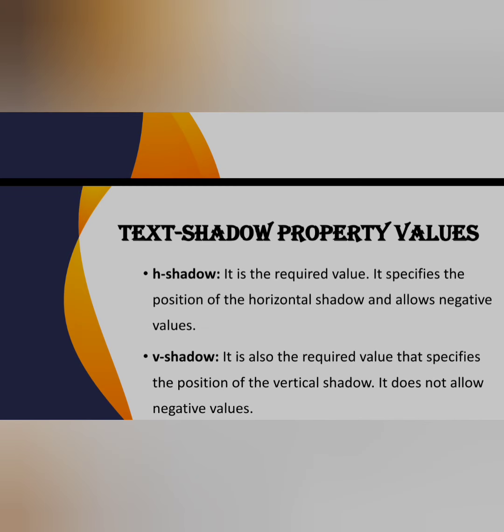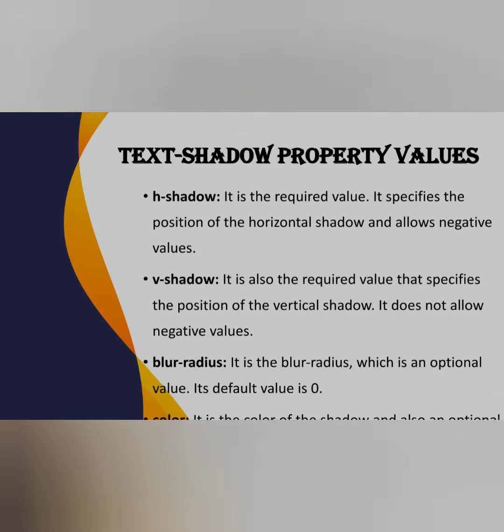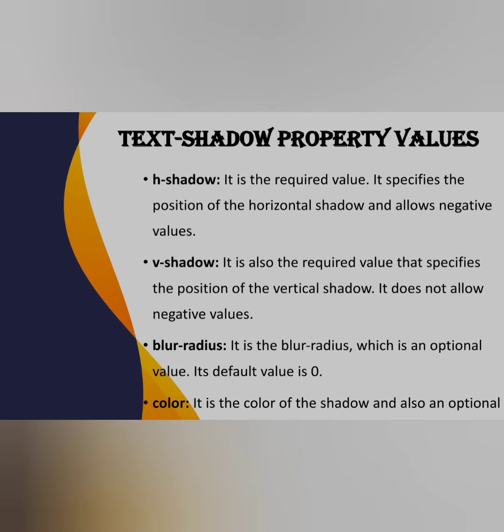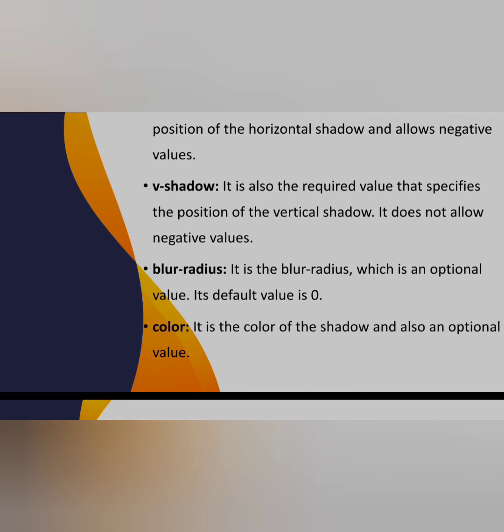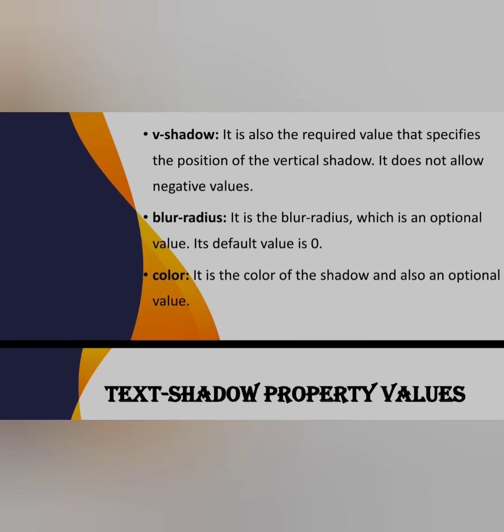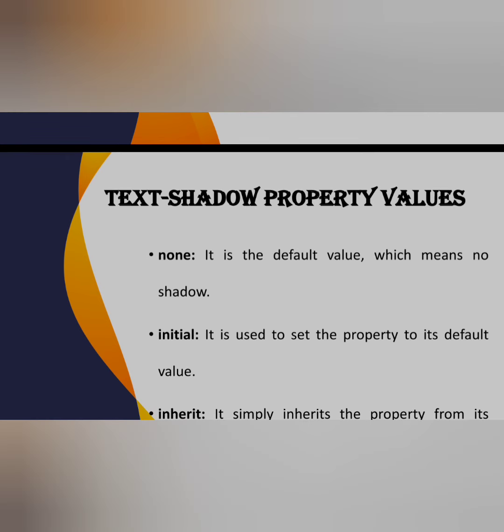Some property values. H-shadow is a required value. It specifies the position of the horizontal shadow and allows negative values. V-shadow is also a required value that specifies the position of the vertical shadow. It does not allow negative values. Blur radius is an optional value. Its default value is 0. Color is the color of the shadow and is also an optional value.